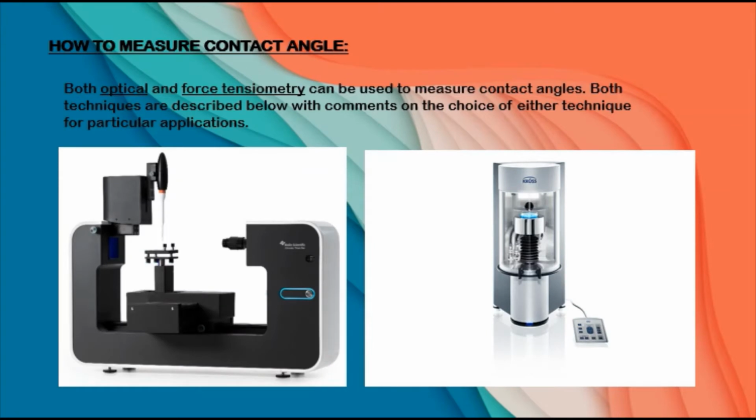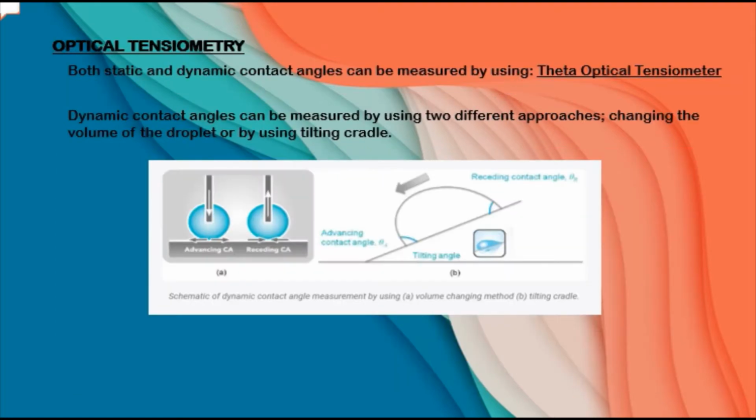So there are two ways to measure contact angle. Both optical and force tensiometry can be used to measure contact angle. Both techniques are described below with comments on the choice of either technique for particular applications. So the first one is optical tensiometry.